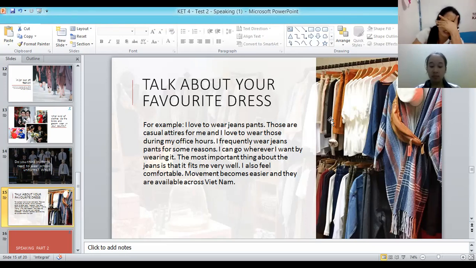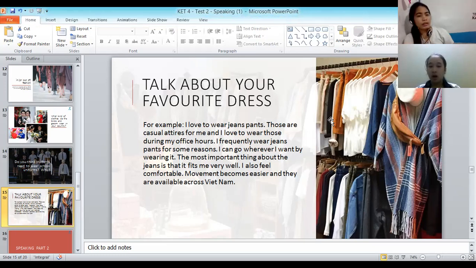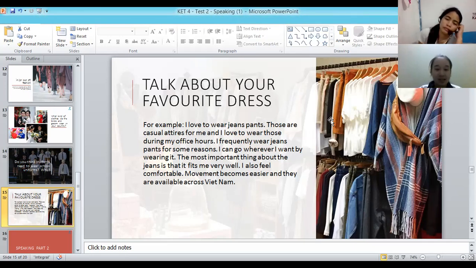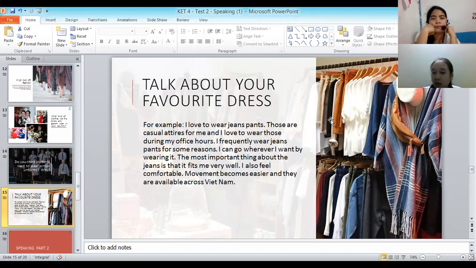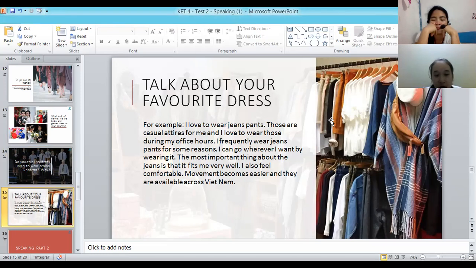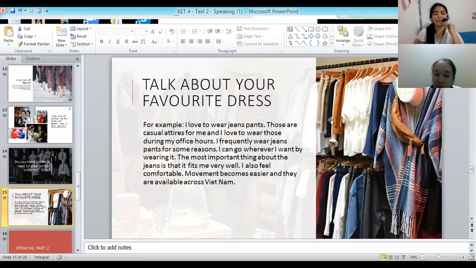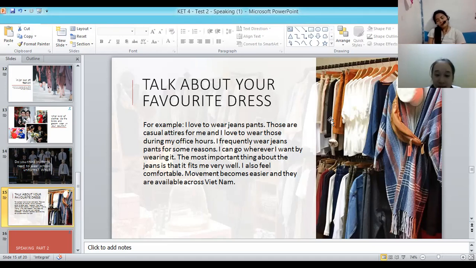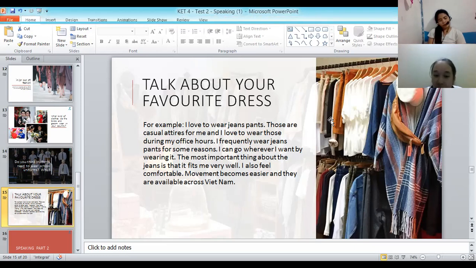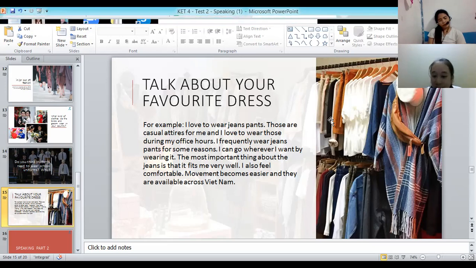Okay, so let's talk about favorite dress. So this example, can you read the sentence or the paragraph? I like wearing pants to the office, and I love to wear those during my office hours. I frequently wear black pants for some reason. I can go wherever I want by wearing it. The most important thing about the jeans is that it fits me very well. I also feel comfortable. Movement becomes easy and they are available across Vietnam.